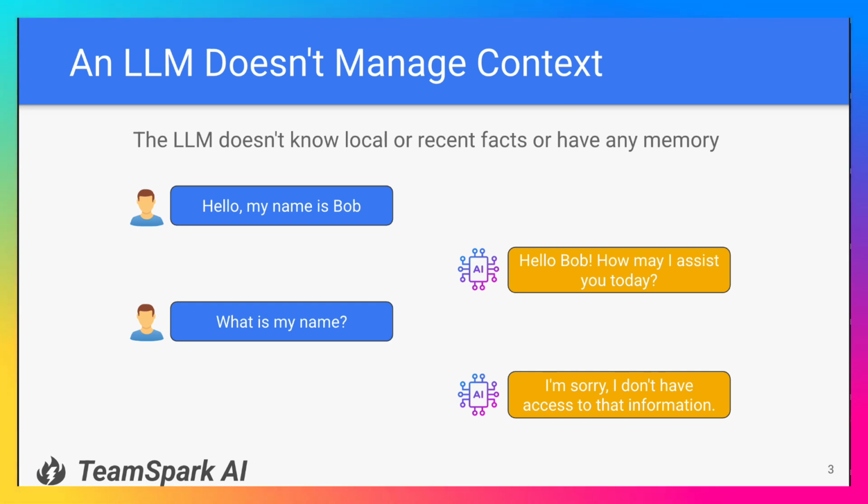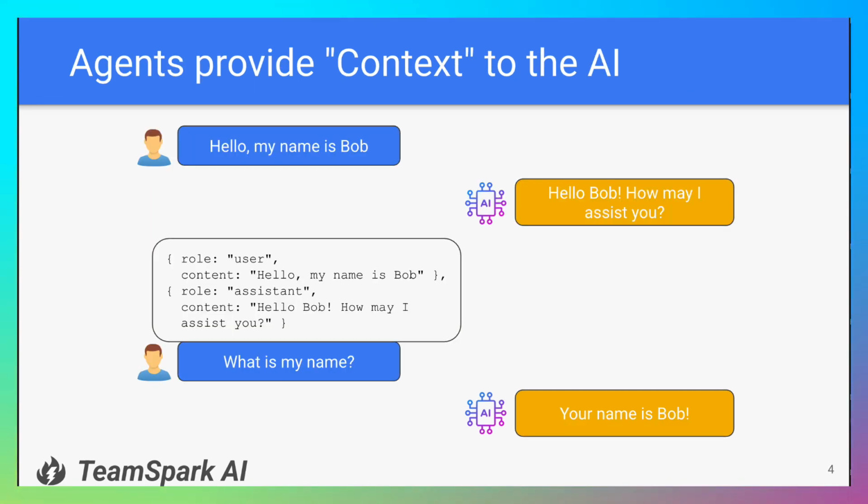It doesn't understand what you're talking about because it doesn't have any access to any history or context or any other information. It just has access to the model. So even though you just told it your name, it doesn't have any way to know that because it doesn't manage any context. So the agent is what provides the context.